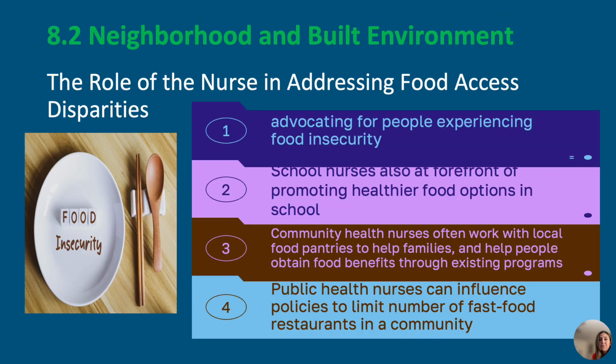So the role of a nurse in addressing these food access disparities: community health nurses should be advocating for people experiencing food insecurity. We see this with school nurses who are at the forefront, promoting healthier food options in schools, helping with community gardens, even doing cooking classes. And community health nurses often work with local food pantries to help families and help people have access to good food, and they benefit from these programs.